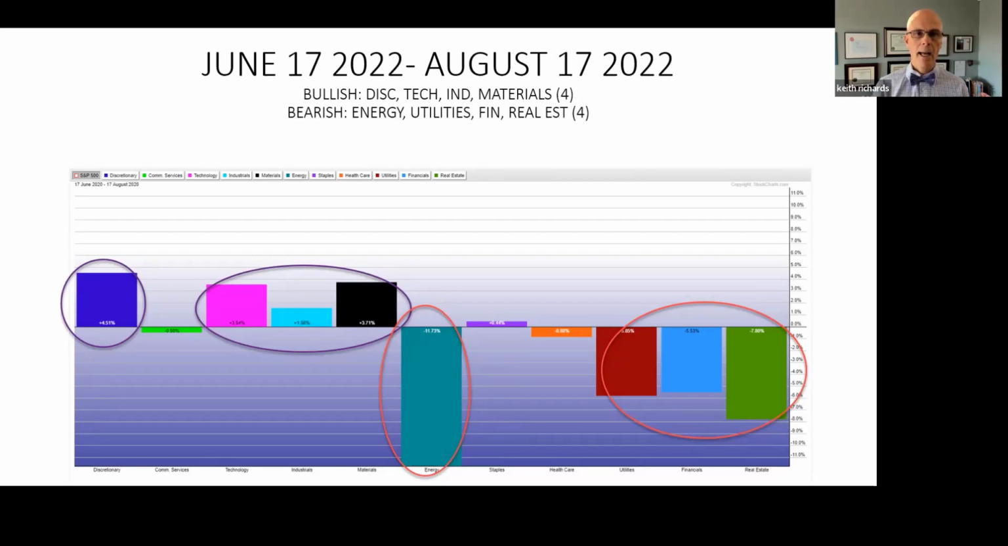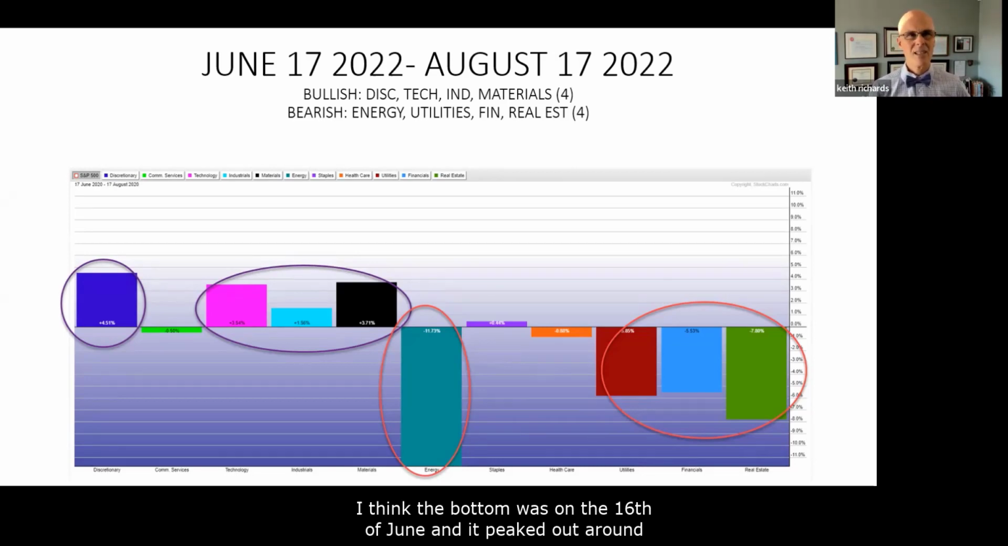Okay. And in that course, I talk about a sector rotation model. Now, there's different ways we can look at sector rotations. We can try to figure out what the market's moving into, which is the way I usually use it. But we can also compare things like I'm doing today, which is how does this rally look versus the last rally. So let's take a look at the summer rally, which was between roughly June 17th and August 17th. I think the bottom was on the 16th of June and it peaked out around the 17th of August, but whatever, about a month.